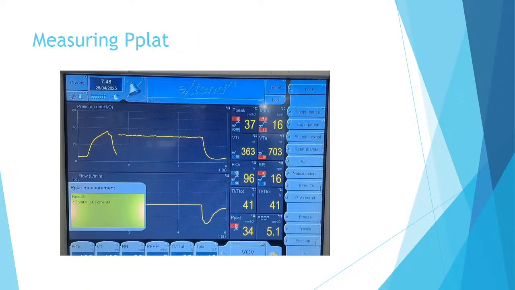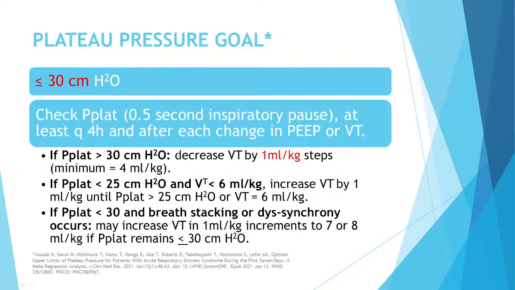We do an inspiratory hold. You can see here there is an inspiratory pause button. You do it for 0.5 seconds. You will get a graph like this, and the ventilator will interpret by itself what the plateau pressure is. It will give you the plateau pressure values. So this is how you check your plateau pressure values. So check plateau pressure at least every 4 hours and then decide based on what category your plateau pressure falls in.